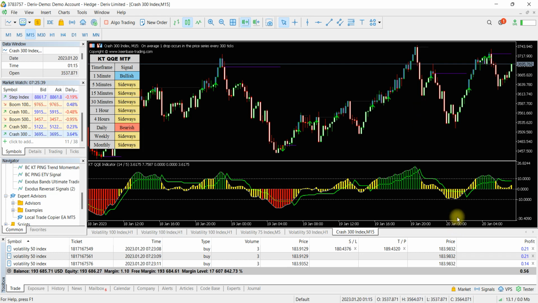Excuse me, it has a tendency of spiking and dropping from that level. So let's see how our Volatility 50 responds to our trade and what we think we are learning.